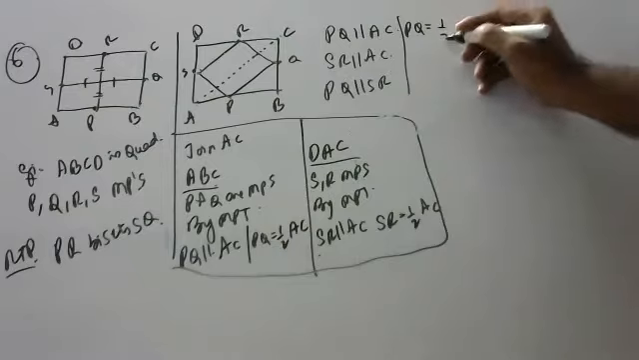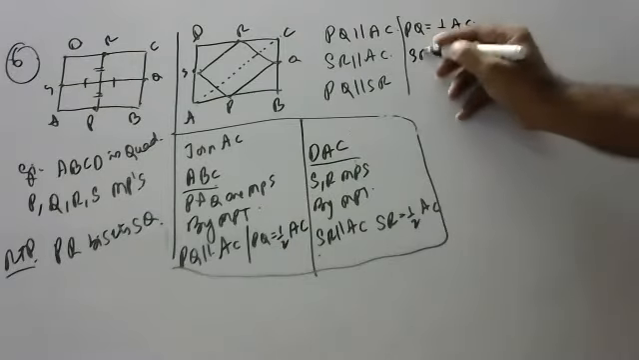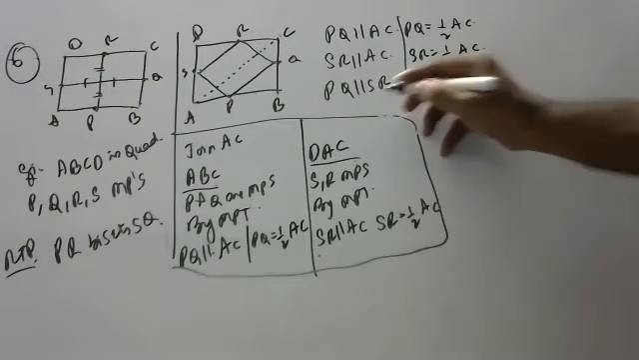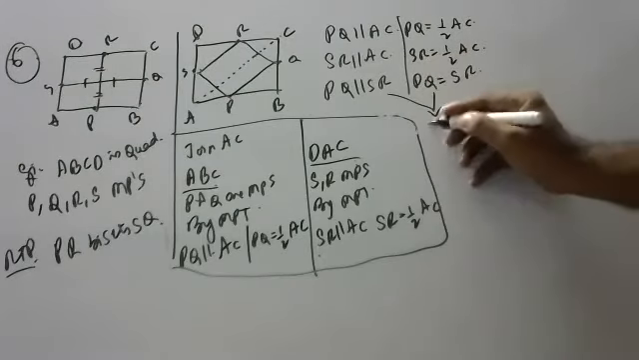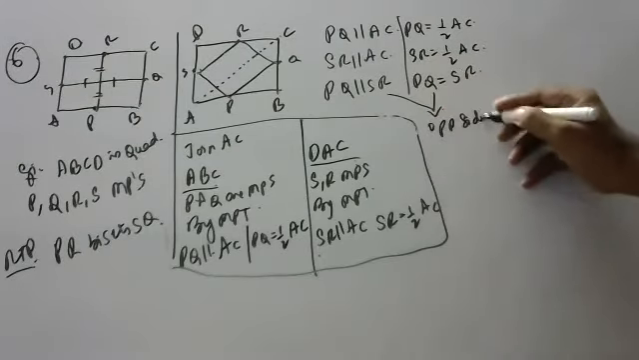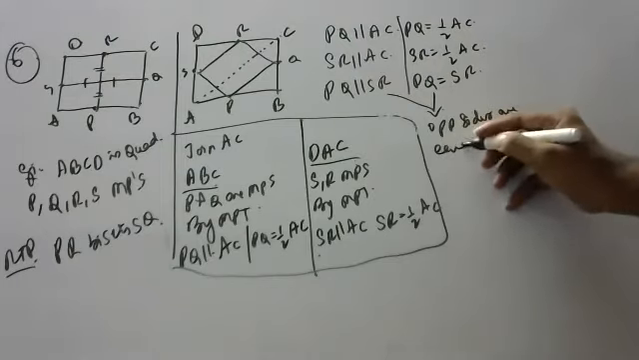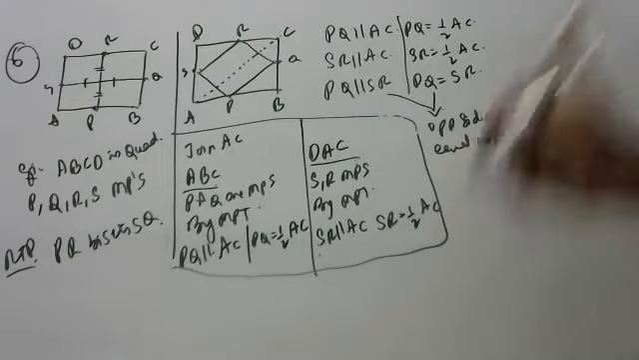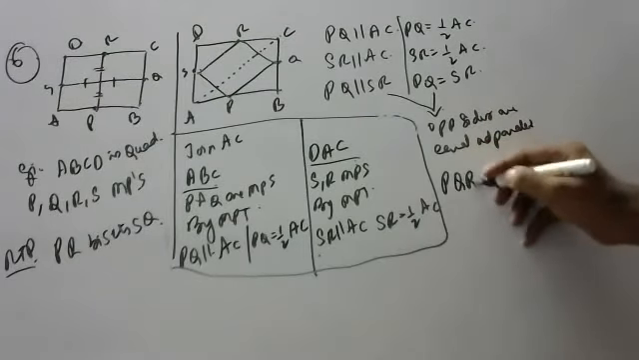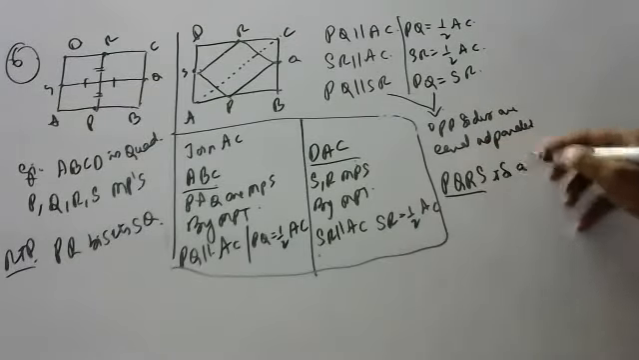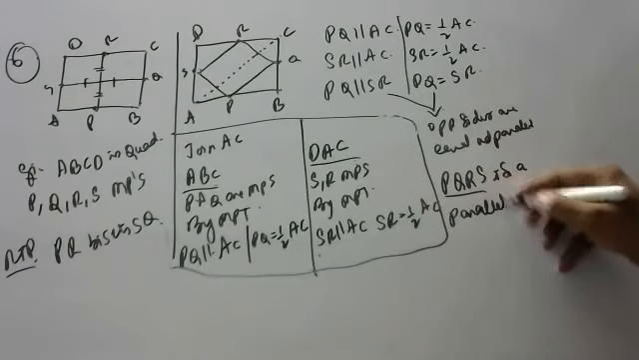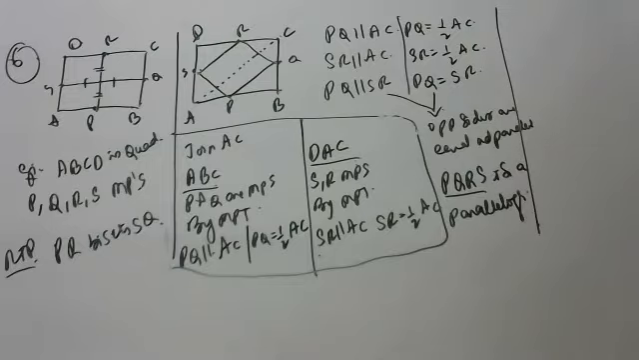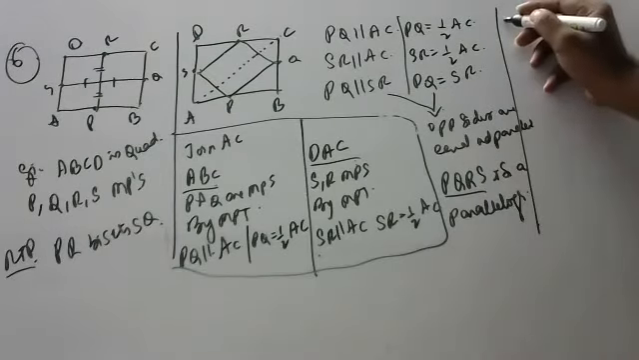PQ is half of AC, and SR is half of AC, so PQ is equal to SR. Okay, children, now what can we say? Opposite sides are equal and parallel. If opposite sides are equal and parallel, it is a parallelogram. Who is a parallelogram? PQRS is a parallelogram. Children, PQRS is a parallelogram.